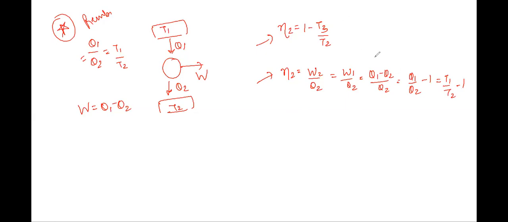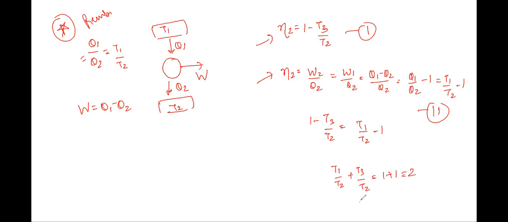All you have to do is equate these expressions. So you have 1 minus T3 by T2 is equal to T1 by T2 minus 1. Correct? We have equated them to get T1 upon T2 plus T3 by T2 is equal to 1 plus 1, or 2, and therefore T2 is equal to (T1 plus T3) upon 2. Right? Therefore, we got (600 plus 400) by 2, that is 500 Kelvin.